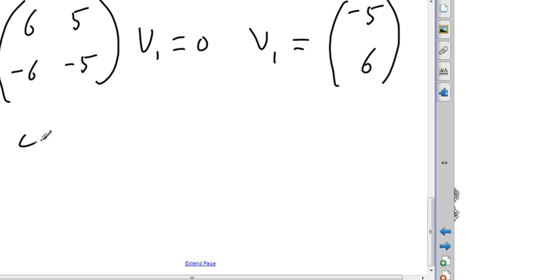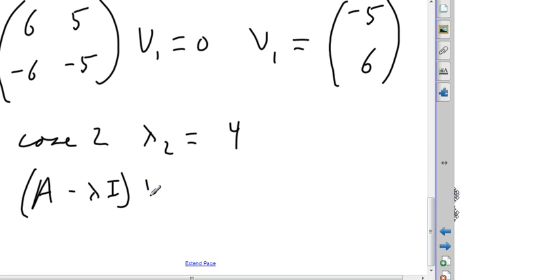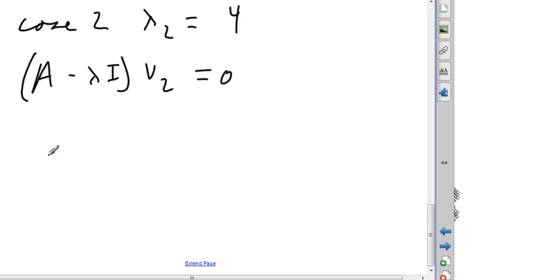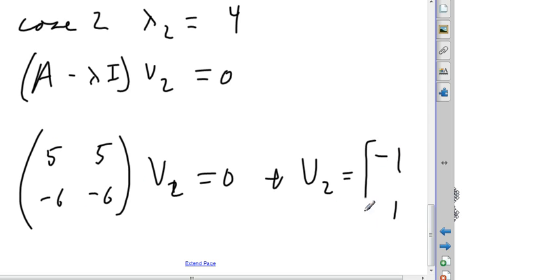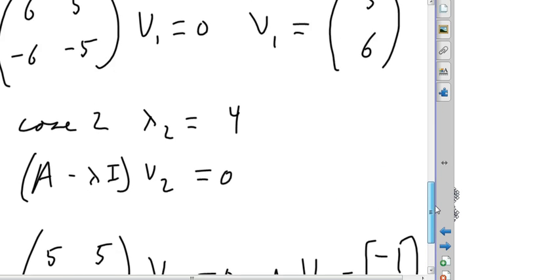Okay, case 2. Lambda 2 is equal to 4. So A minus lambda I times V2, I'm going to set equal to 0. So I'm going to have 5, 5, minus 6, minus 6, times V1, V2 is equal to 0, implying by inspection V2 is equal to minus 1, 1. V1 and V2 are in fact linearly independent.